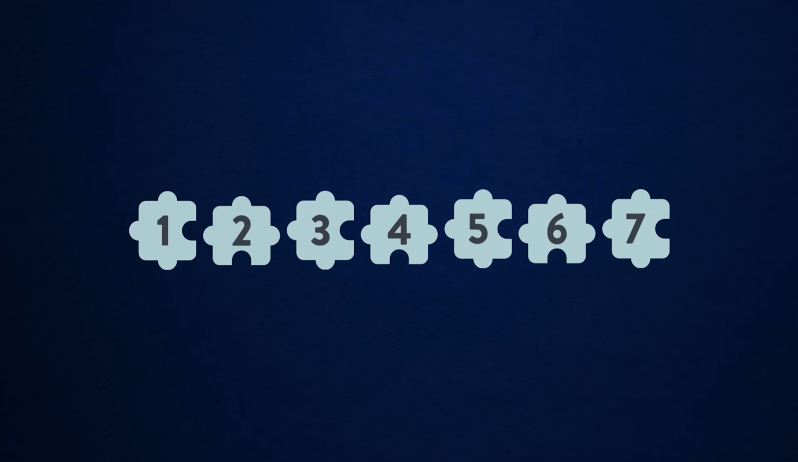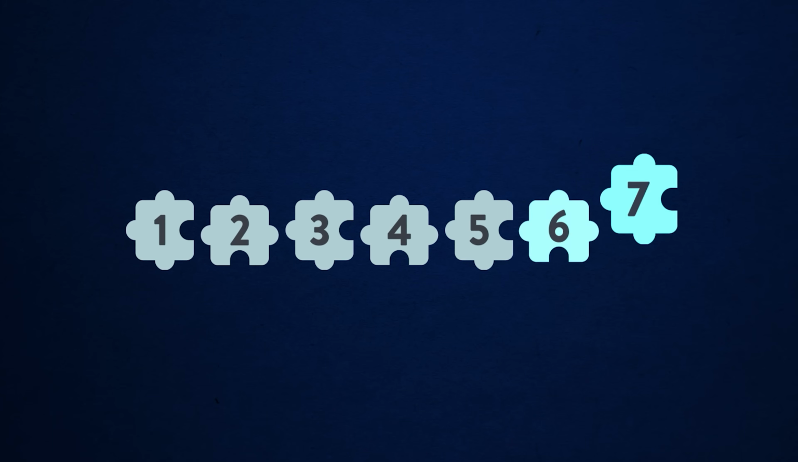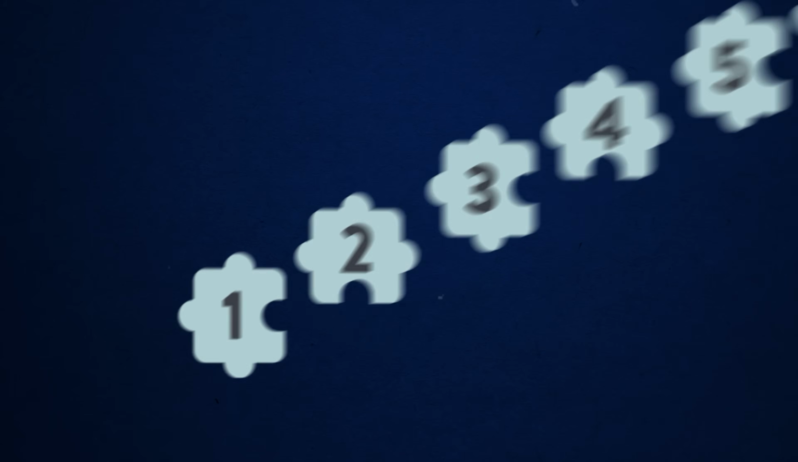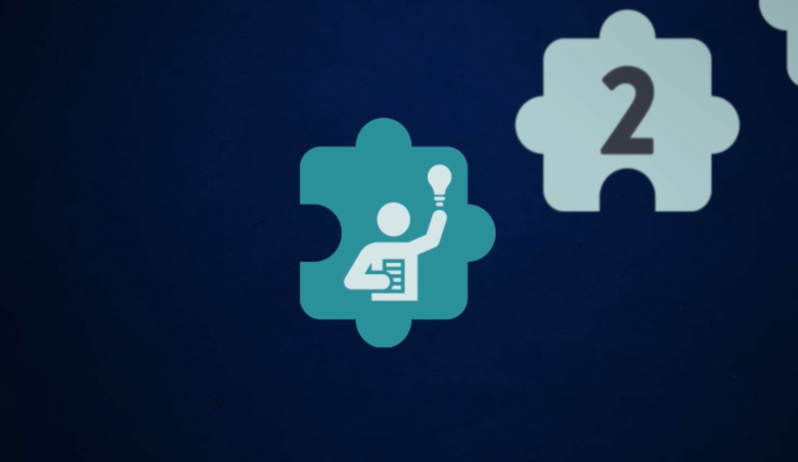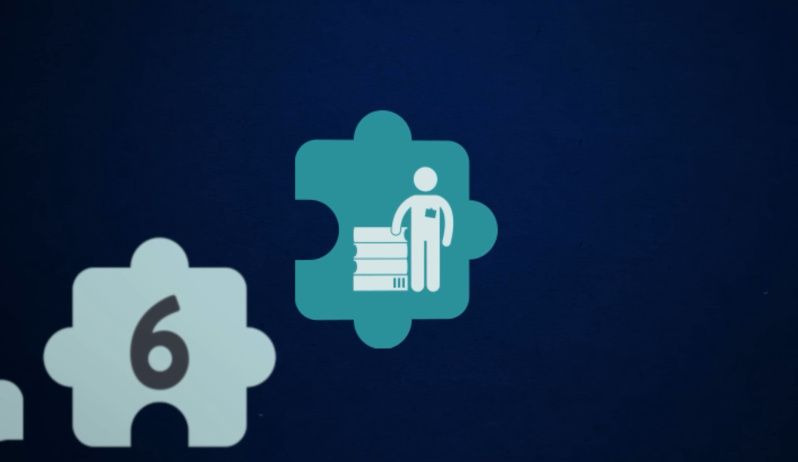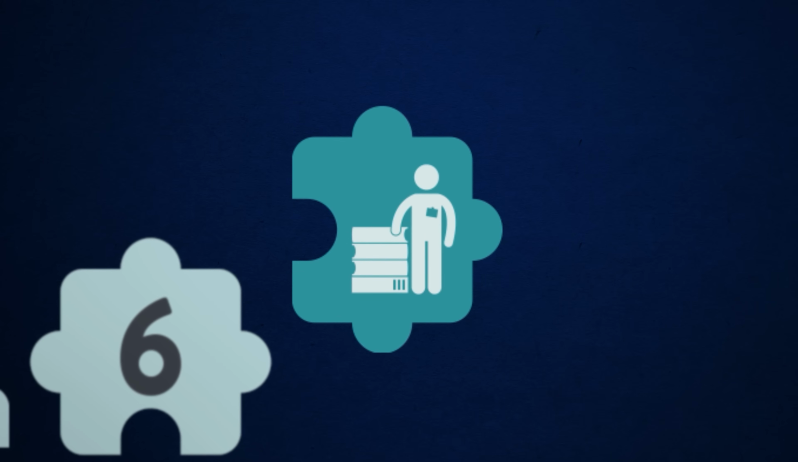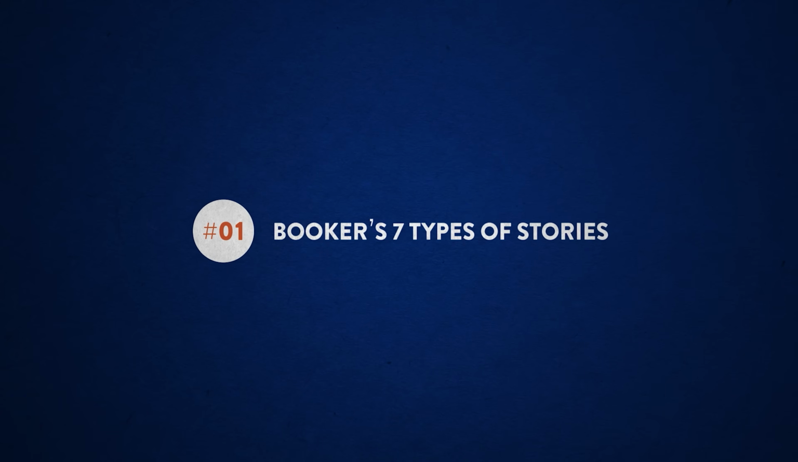I made a challenge for myself to explain plotting from the very simplest all the way up to something very, very complex. Level 1 is something that's so easy that even a writer who hasn't written anything can still benefit from it. And then level 7 is something that a best-selling author with many books under their belt can still benefit from and use. So let's get started with the very simplest form of a plotting structure, which is number 1, Booker's 7 types of stories.